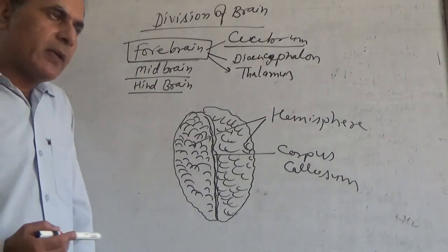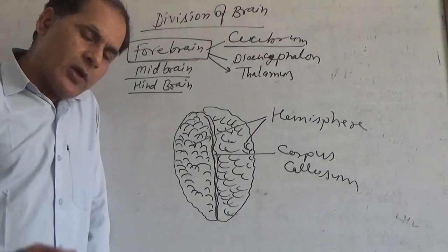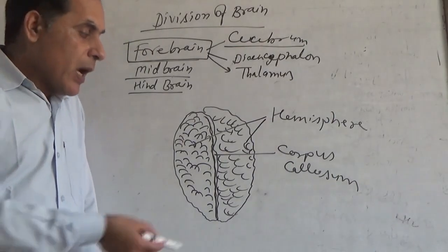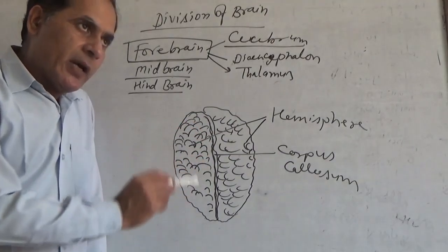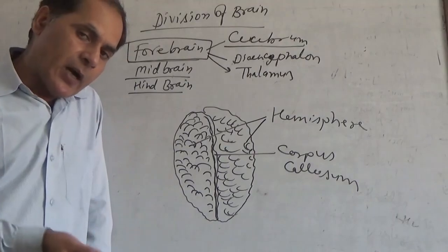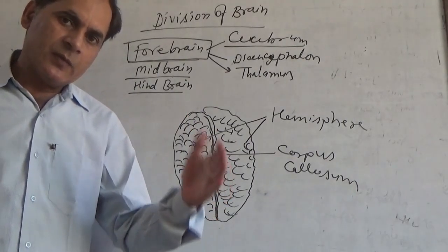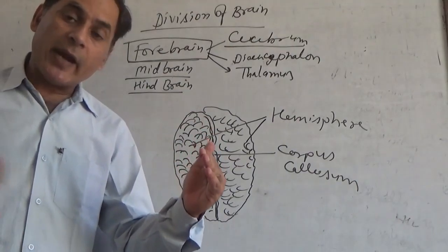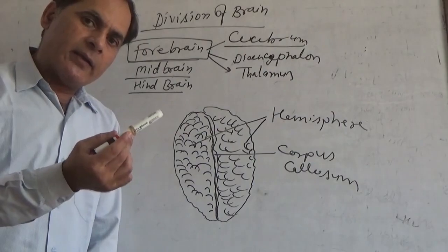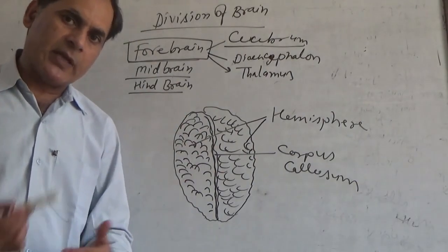And you should remember one thing: the right hemisphere controls the actions of the left part of the body, and the left hemisphere controls the actions of the right part of the body. Means the left hand's movement is controlled by the right hemisphere, and the right hand's movement is controlled by the left hemisphere.